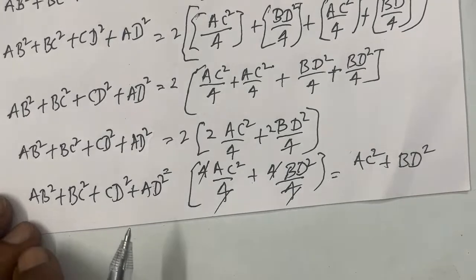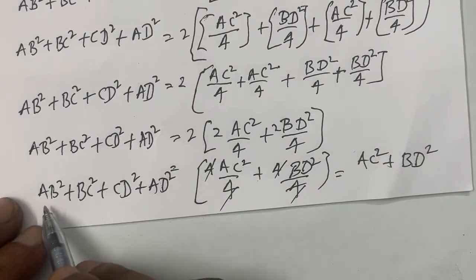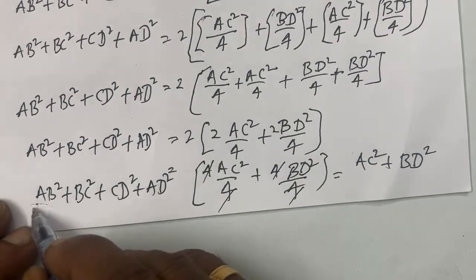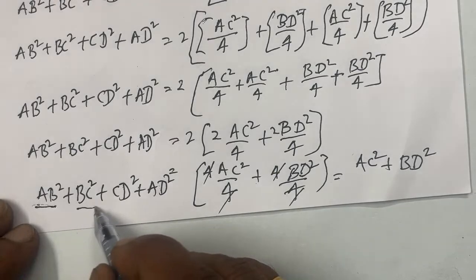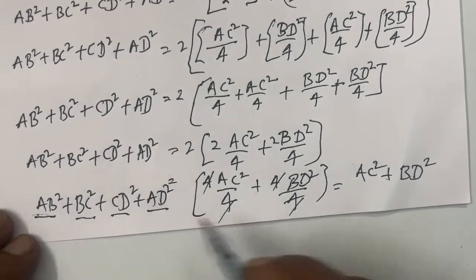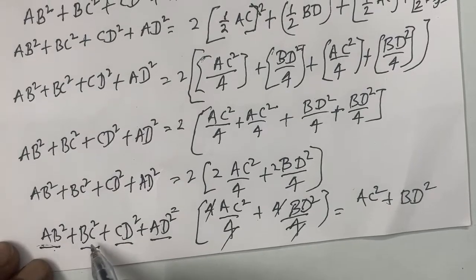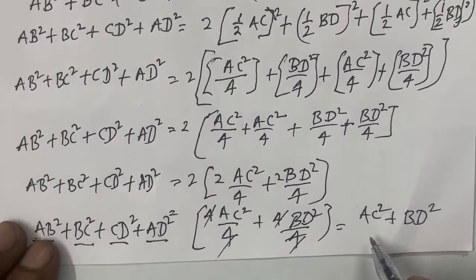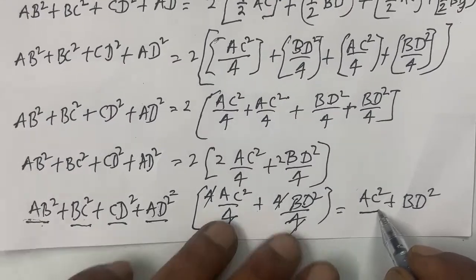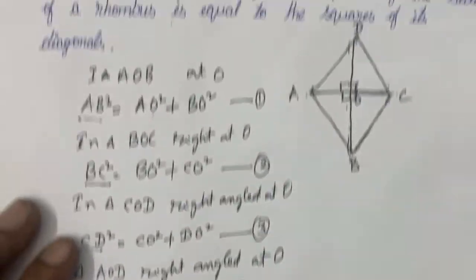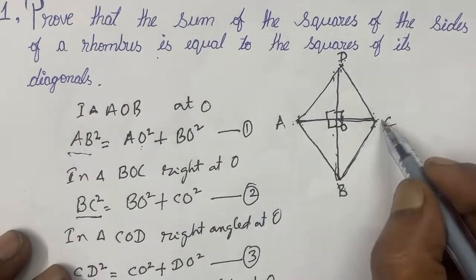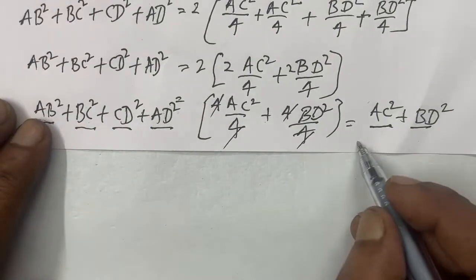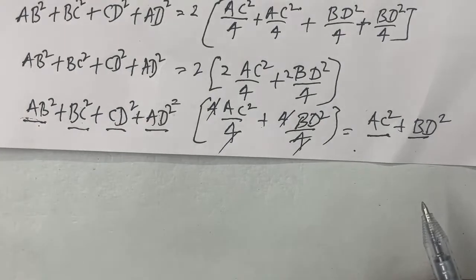That means, what is said in the question? The sum of the squares of the sides of the rhombus. What are the sides? AB, BC, CD, AD, and the sum of the squares of the 4 sides is equal to the sum of the squares of the diagonals. This is diagonal 1 and diagonal 2. You can see in the picture, AC is one diagonal and BD is another diagonal. That is the reason we got AC square and BD square. Okay, we'll go for sum number 3.